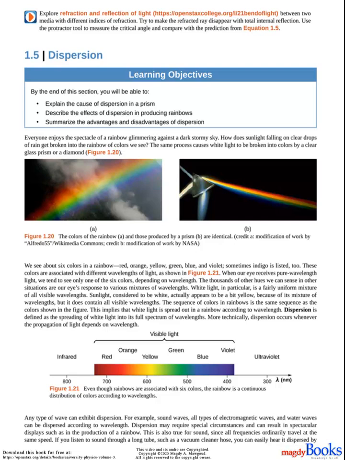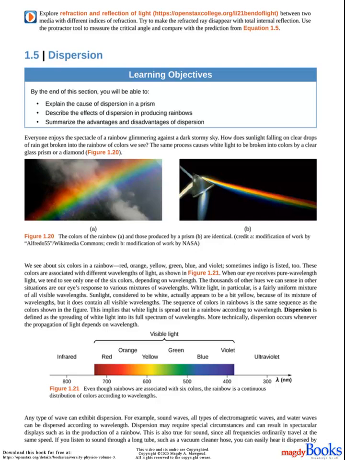We see about 6 colors in a rainbow: red, orange, yellow, green, blue, and violet. Sometimes indigo is listed, too. These colors are associated with different wavelengths of light, as shown in Figure 1.21. When our eye receives pure wavelength light, we tend to see only one of the 6 colors, depending on wavelength. The thousands of other hues we can sense in other situations are our eye's response to various mixtures of wavelengths.